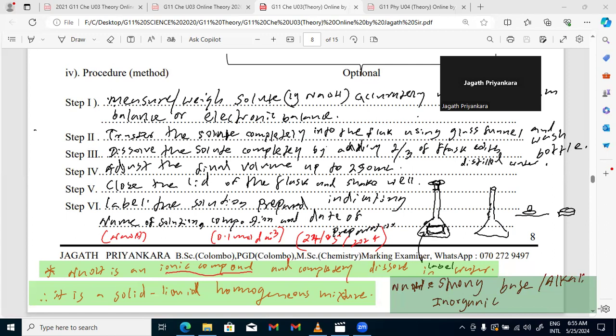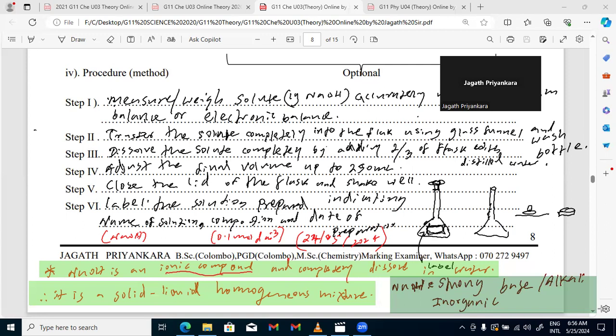Quickly copy down, all the students. And one more thing I wanted to mention. When you dissolve NaOH in water, heat is evolved. Therefore, it is exothermic. You can write that also as an additional point. When dissolving NaOH in water, heat is released to the surroundings. That means the beaker or the flask gets slightly warm.